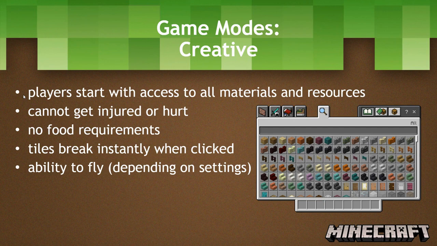So you'll have a menu over here that you can access your inventory by pressing the E key in creative, and then within that menu you can search for different materials and use them to build or construct various things. Typically in creative you can't get injured or hurt.